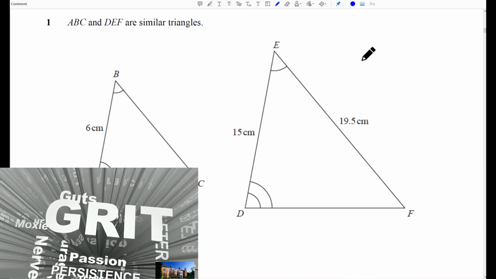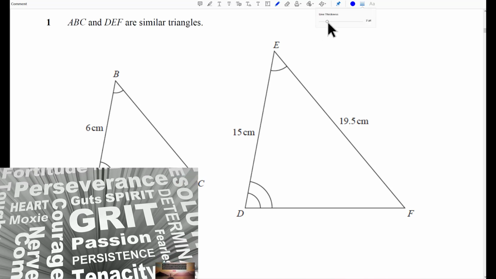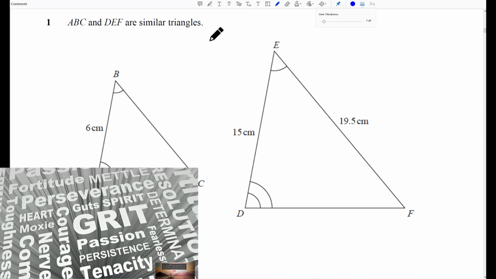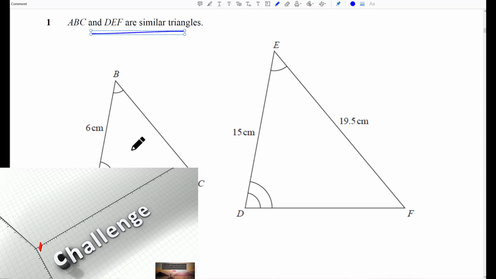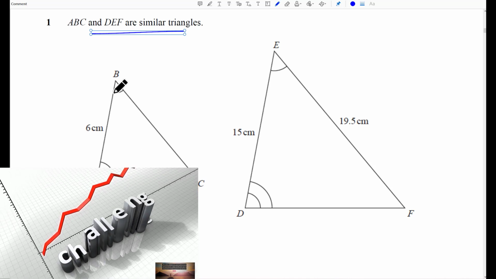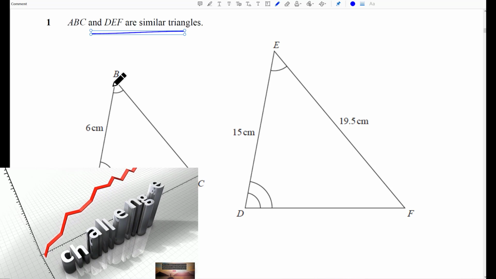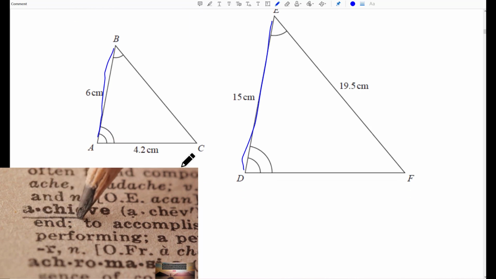Right, this is going to be very zoomed in, so that you can see this on your mobile phone. So they're similar triangles. Work out the length of DF. You can see these are the matching sides here. That side matches with this side. So we find the scale factor.